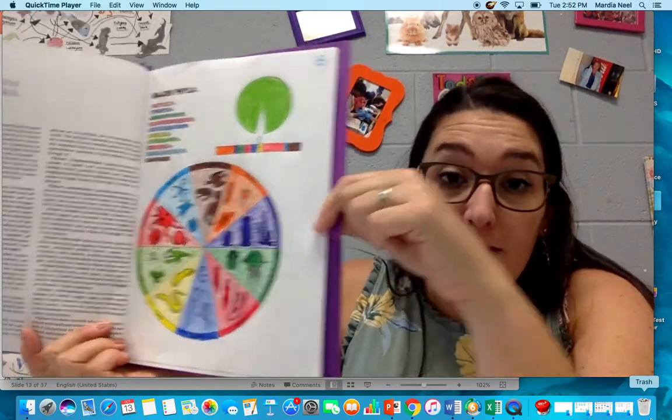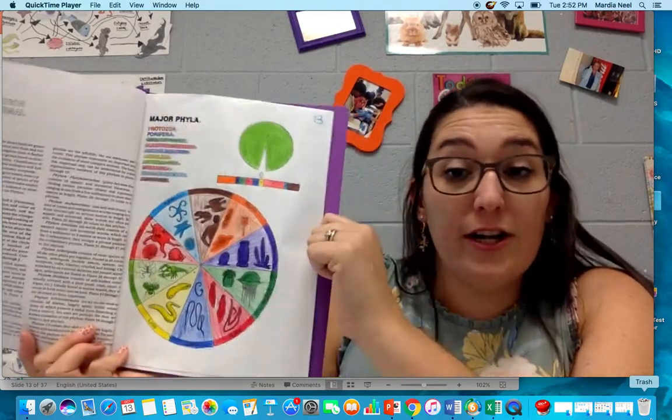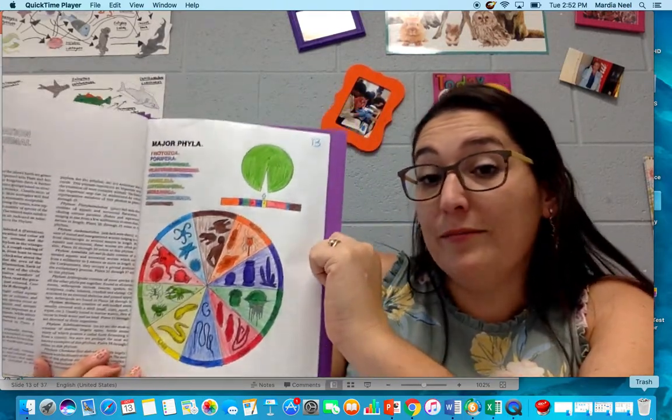So go ahead and color this in order to get ready for tomorrow and answer your exit ticket. And that is all I have for you today. Have a great day.